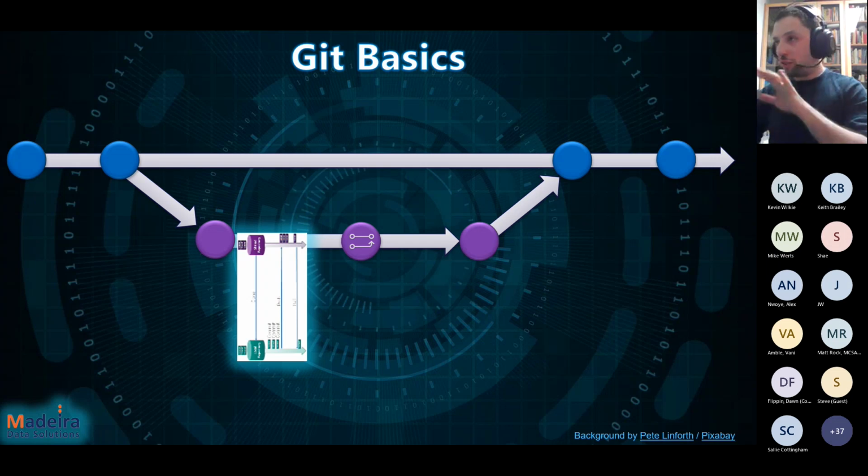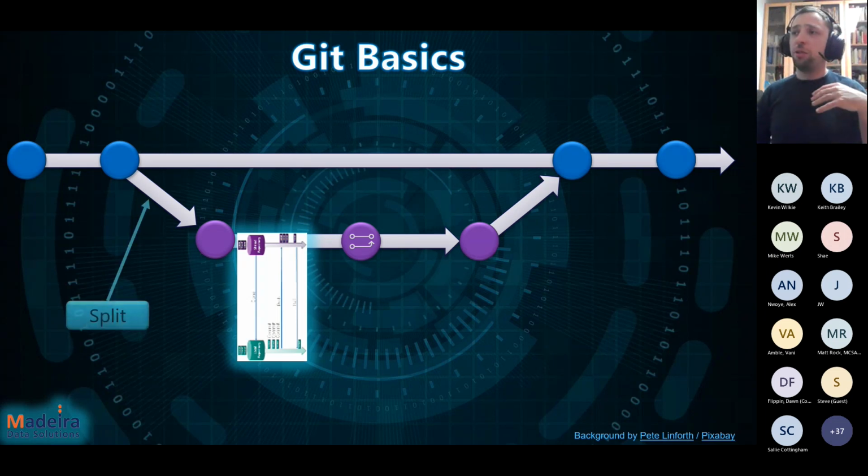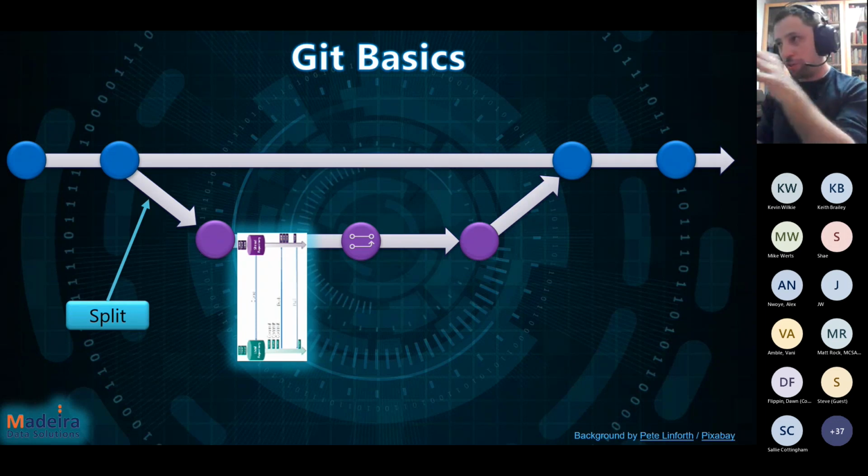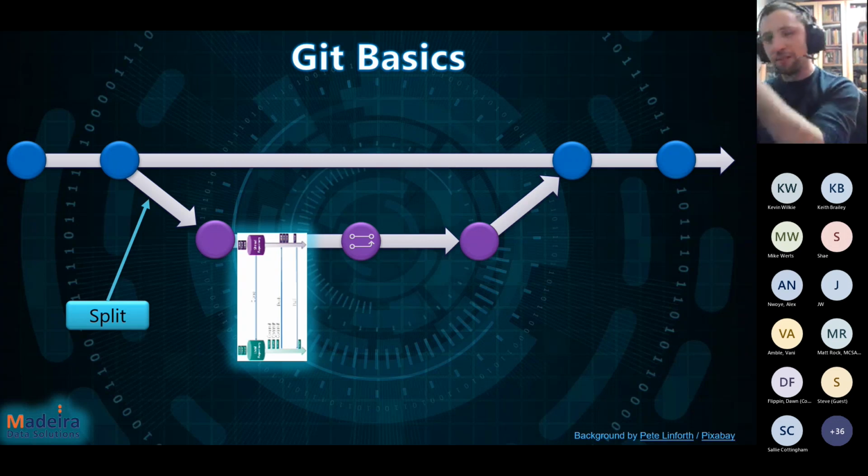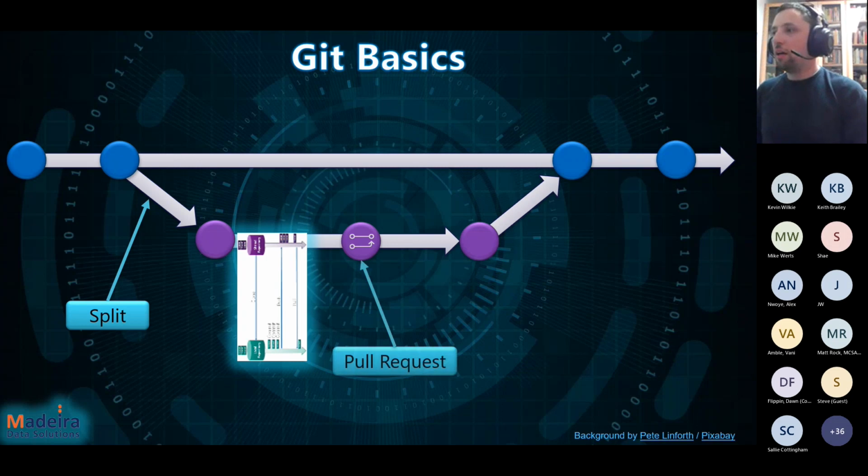We start from the blue branch, which has some kind of state of your project, and then we do something called a split. From that branch, we split into a new branch, which is the purple one on the screen. And then the developer does the work against this new split purple-looking branch. They do commits, as I said before, and they push their changes.